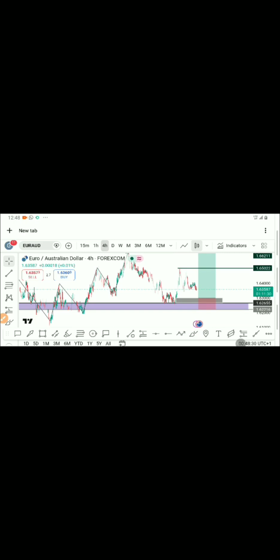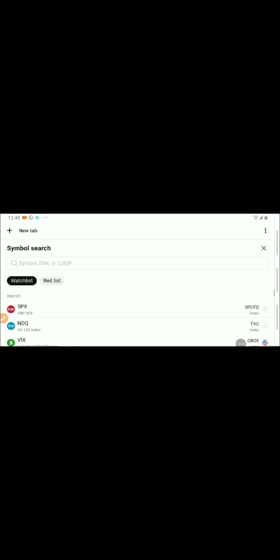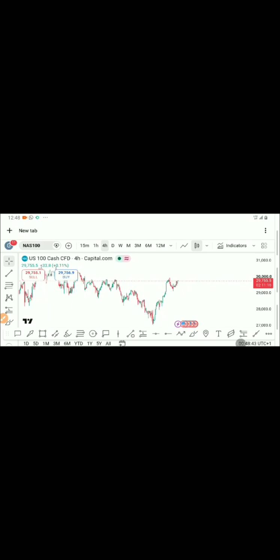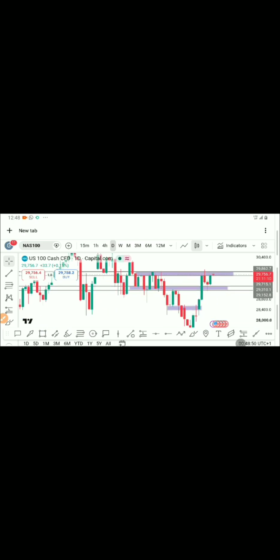Another pair that I'm looking at for this week, right, is also going to be the NASDAQ. Now let's go to the NASDAQ. Look at NASDAQ and look at what has happened over time. NASDAQ is pretty much bullish. It is very much a bullish market right now, right? So what I'm looking for here in the NASDAQ is very simple.